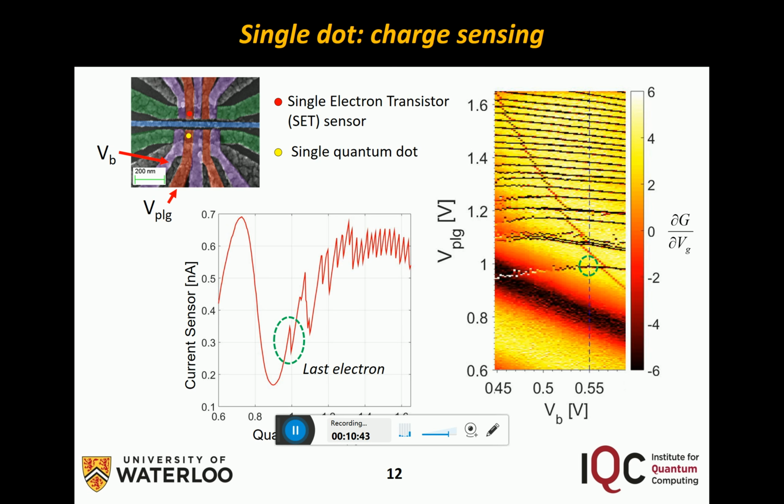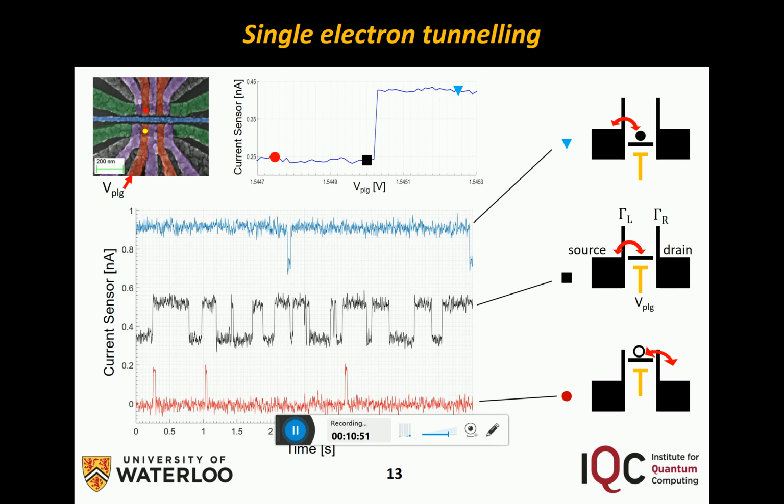And we can actually detect the last electron, which is highlighted in the green circle. So if we focus on a single tunneling event, which is shown at the top, and we look at 3 different points along this tunneling event, we would see the waveforms shown at the bottom, which are again color-coded to correspond to the markers at the top.